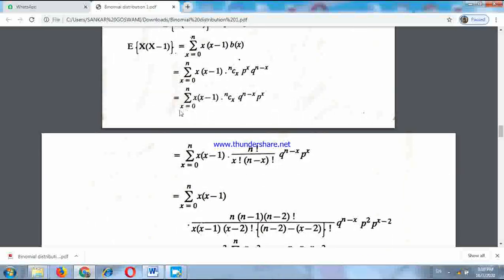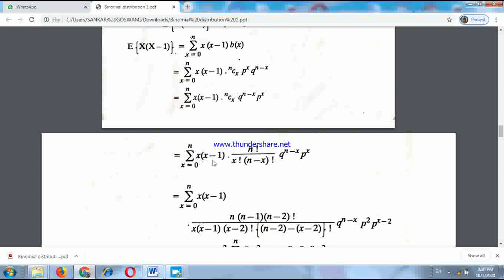Here also you can write x goes from 2 to n. Why? Because if we put x equals 0, then the term becomes 0. If I put x equals 1, here 1 minus 1 is 0. So I can write here also x goes from 2 to n. If you wish, no problem.